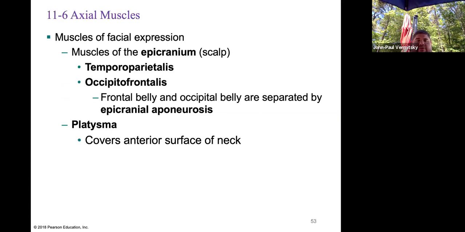Muscles involved in facial expression. This is going to be the temporoparietalis muscle and the occipitofrontalis muscle. Okay, and these are the muscles that are pretty much on the scalp, this whole part of your head here. And they overlay the bones that are part of the name here. The platysma will cover the anterior neck surface, so the front neck surface, like right here.